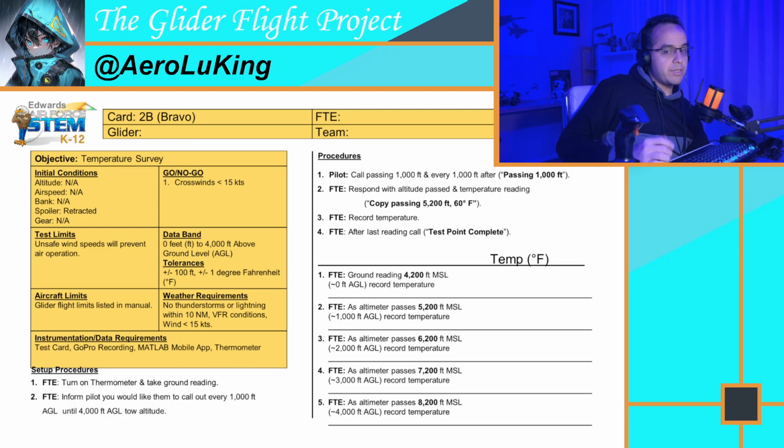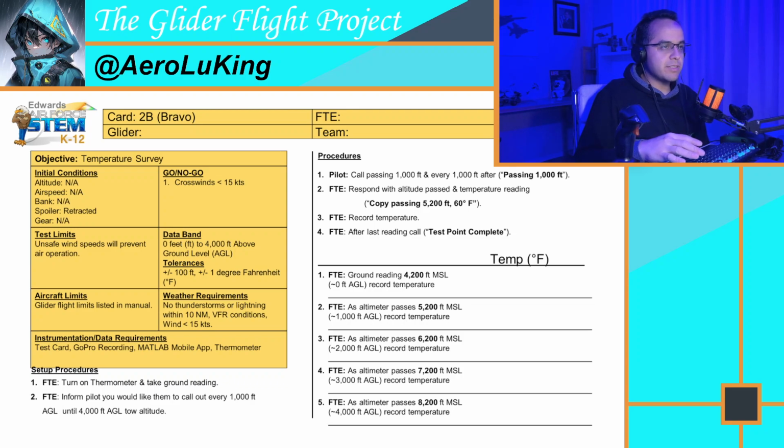So for example, let's say you're on 2 Bravo, and this one you can let the pilot know, hey, test card 2 Bravo on deck, temperature survey. And this one's similar to the first one. The difference is you're using that temperature probe that you might have if you're doing this test card, and you'll have it outside the window, the little wire, and you're just reading what the temperature is.